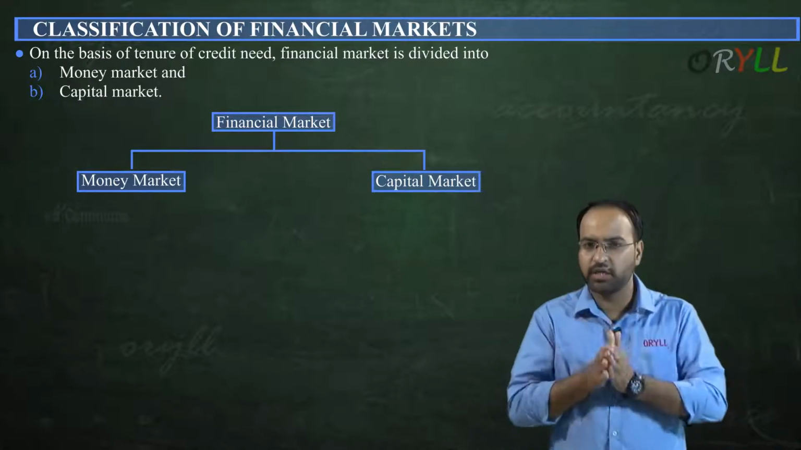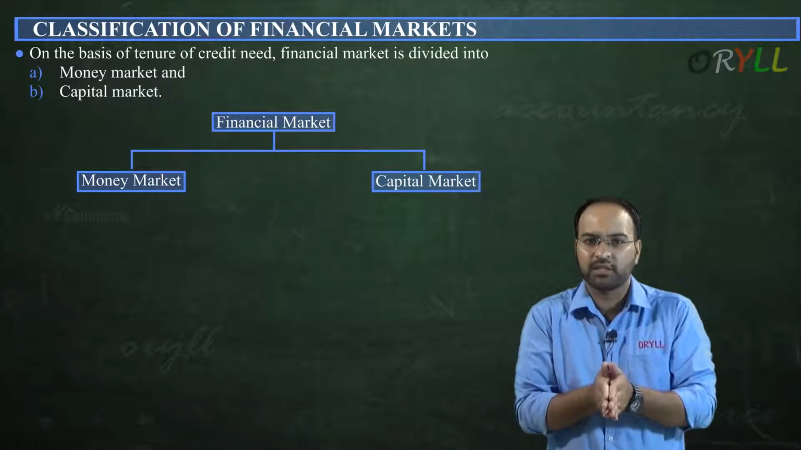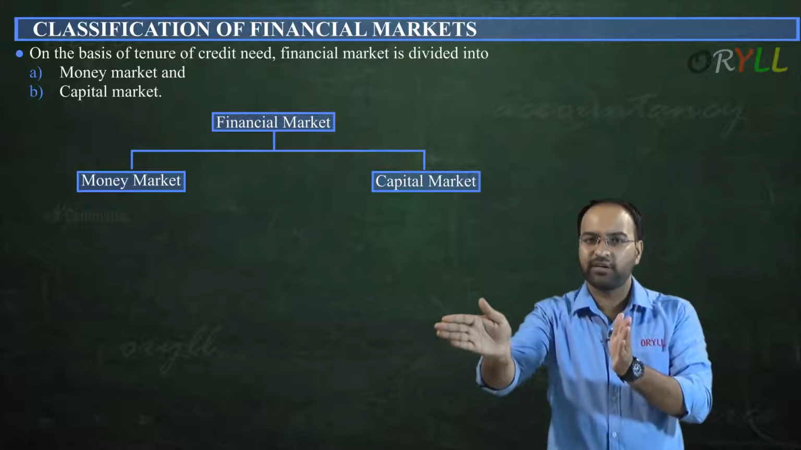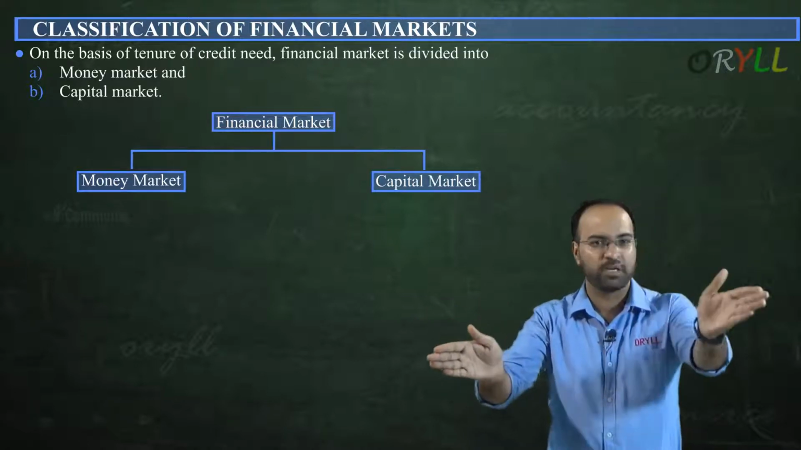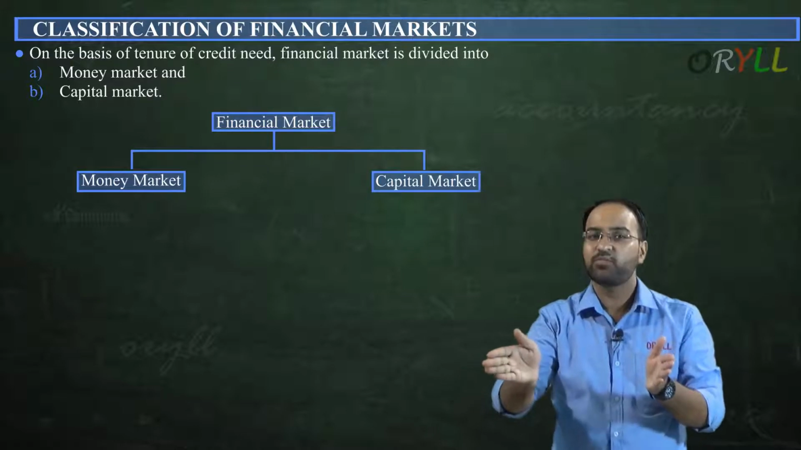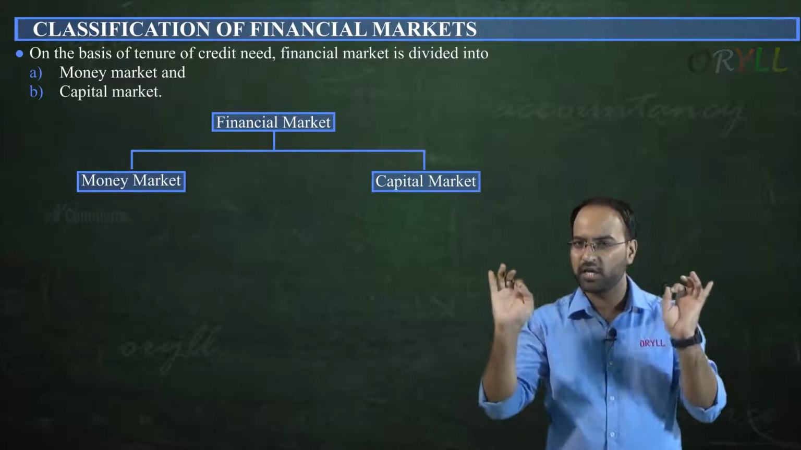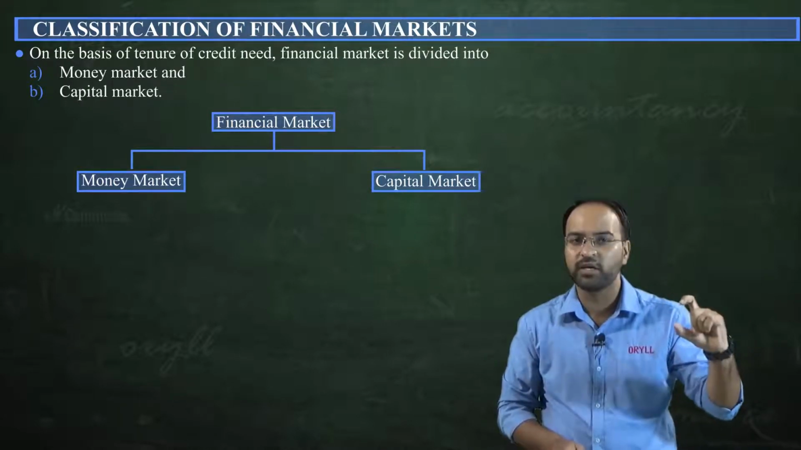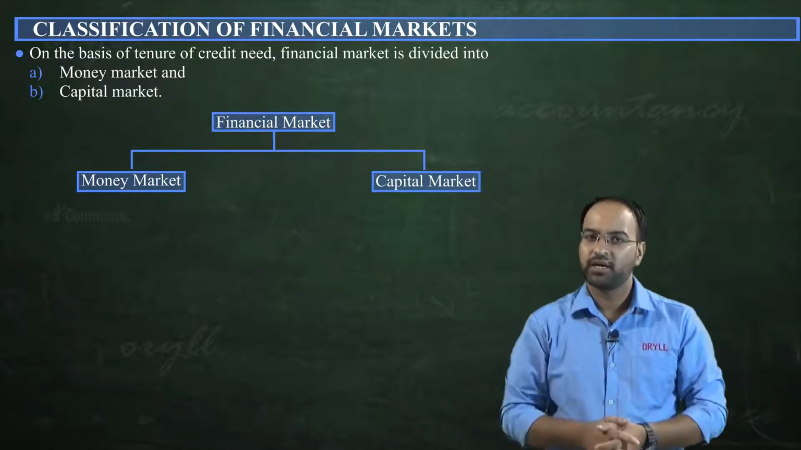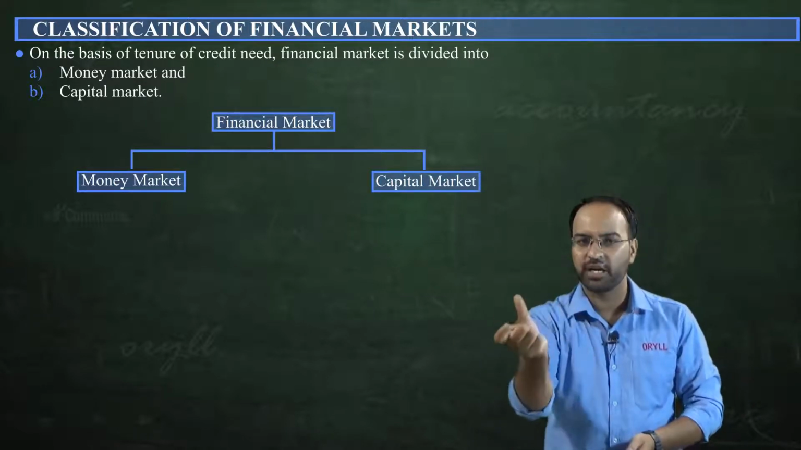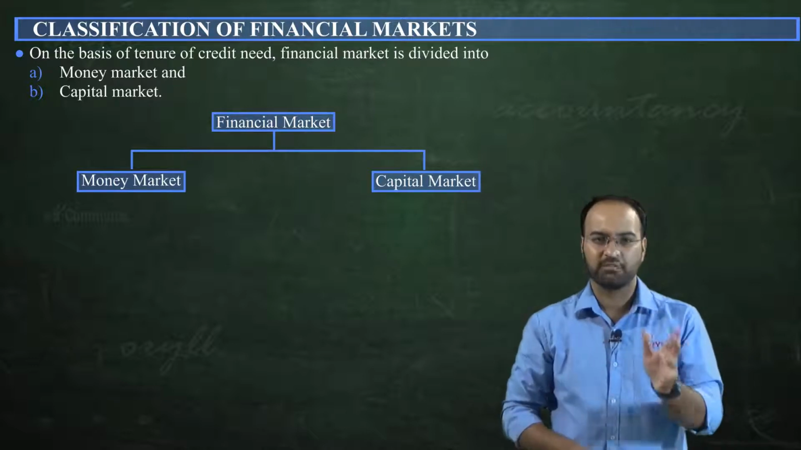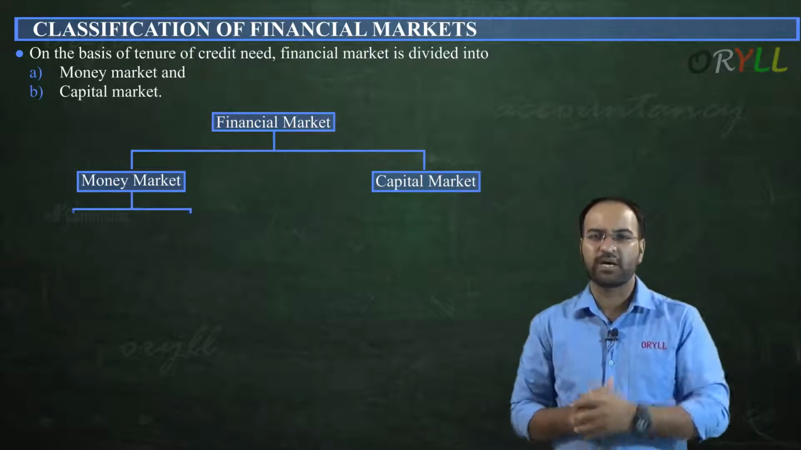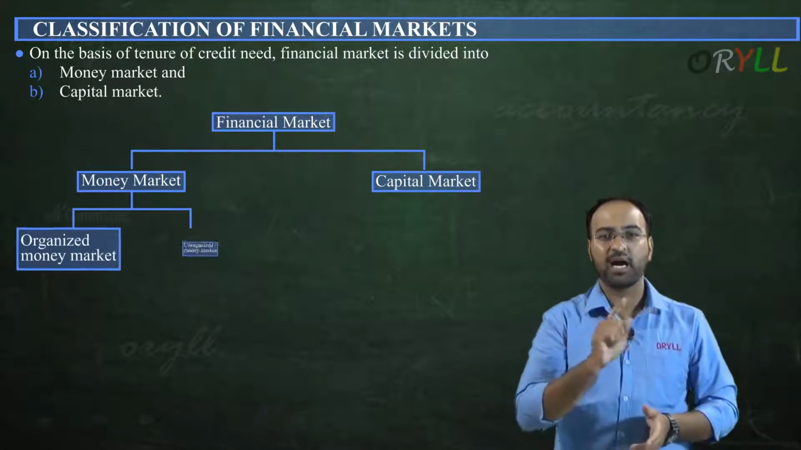Got it? So when you enter this financial market, you will find two sub markets: money market and capital market. If you want to mobilize money for up to 1 year, go to the money market. If you want to mobilize funds for more than 1 year, go to the capital market. So remember, the money market deals with short term needs and the capital market deals with long term needs. Hence, by the tenure of credit need, this market is divided into two parts, money market and capital market. Now see here, further the money market is divided into two parts, organized money market and unorganized money market.